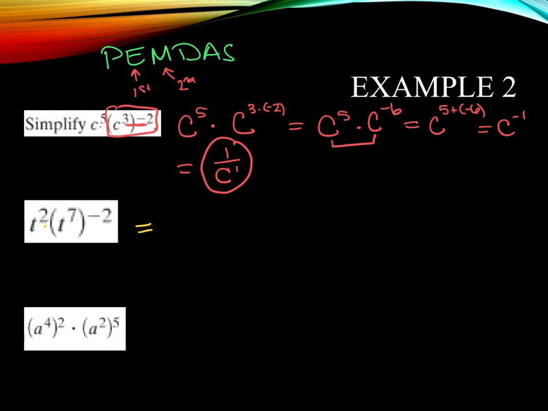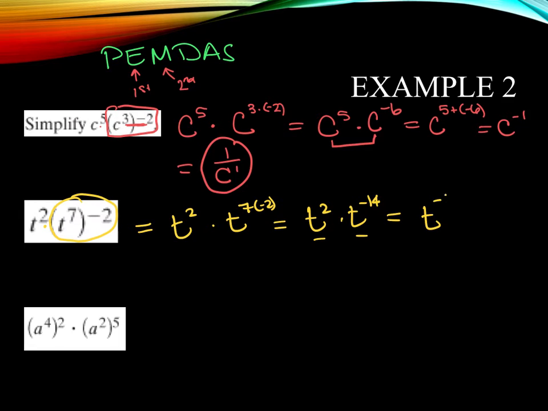So again, I need to focus on that exponent piece first, which is right here. So I have t squared times t to the 7 times a negative 2. So I have t squared times t to the negative 14th. Now I have the same bases being multiplied, so I'm going to add my exponents. So this gives me t to the 2 plus a negative 14, which is really t to the negative 12th.